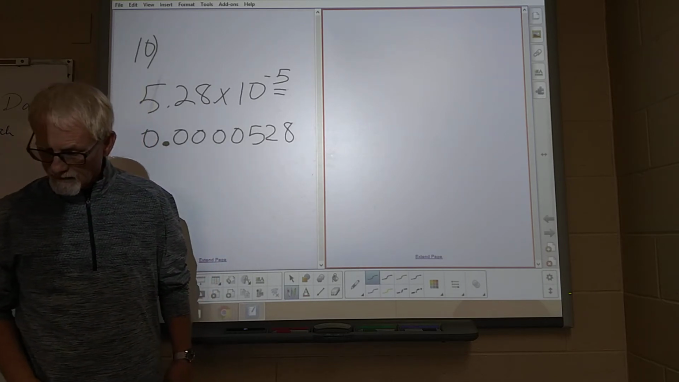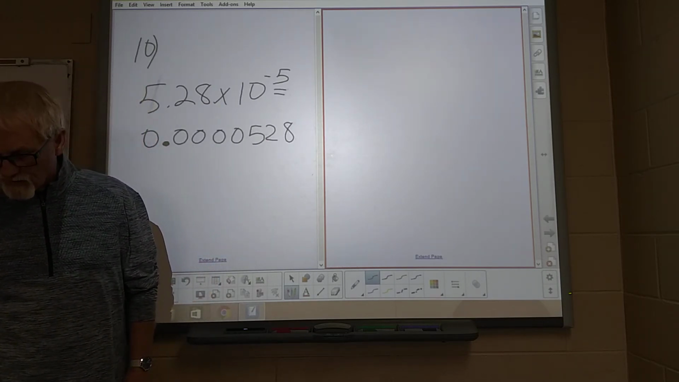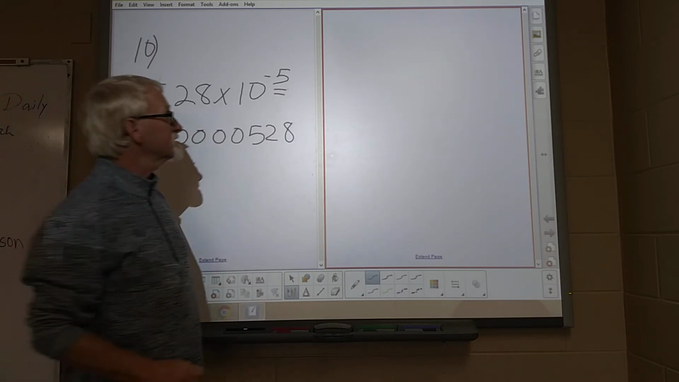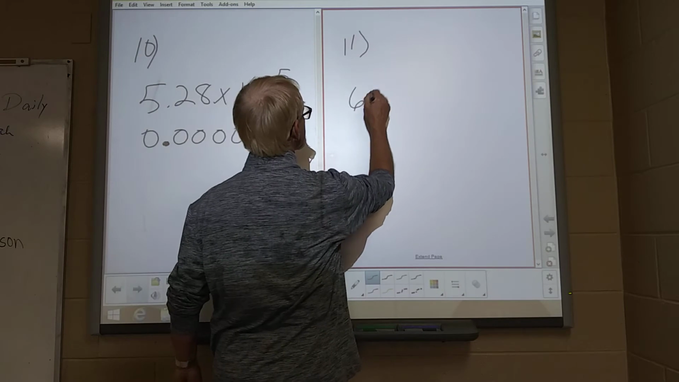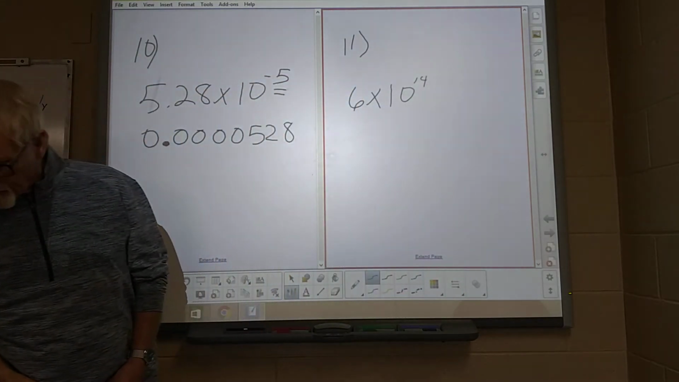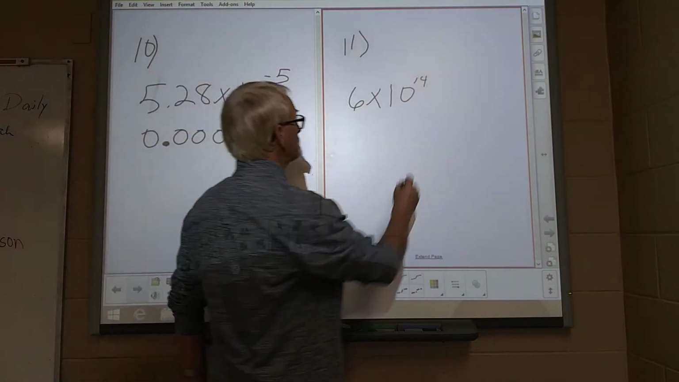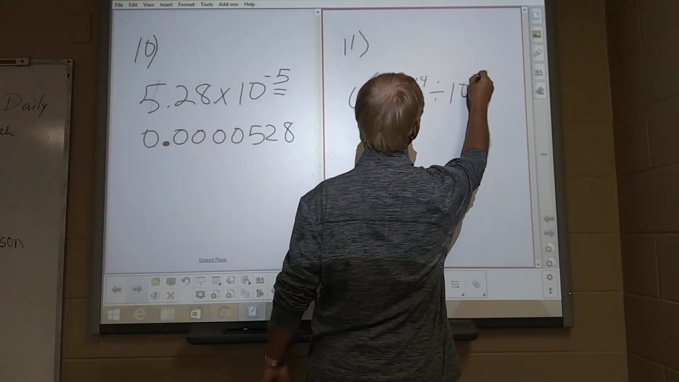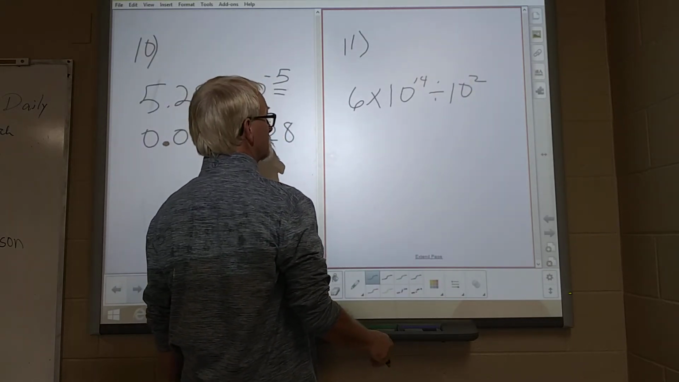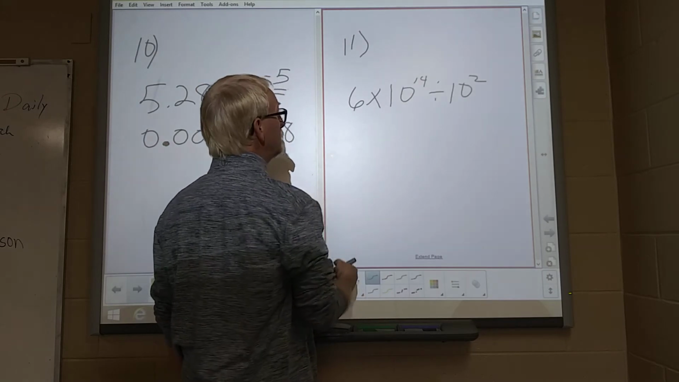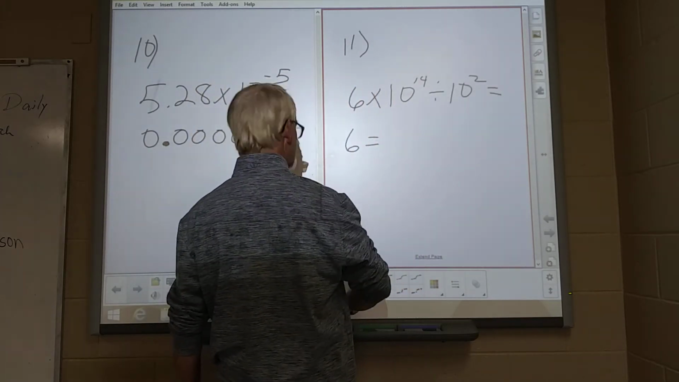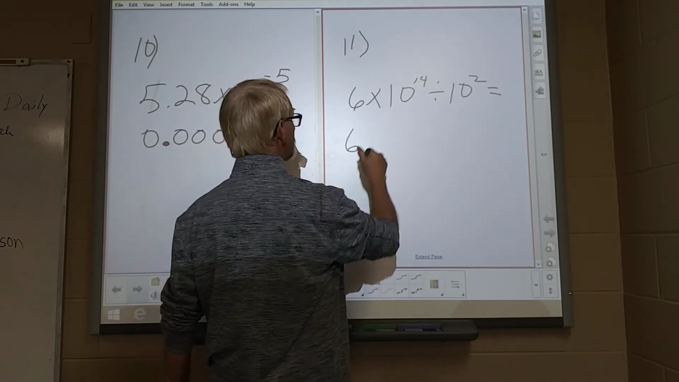Let's do 11. Express each result in scientific notation. So we have 6 times 10 to the 14th, divided by 10 to the 2nd. So we know that when we divide exponents, we subtract. So that's going to be 14 minus 2. And so it's going to be equal to 6 times 10 to the 12th.